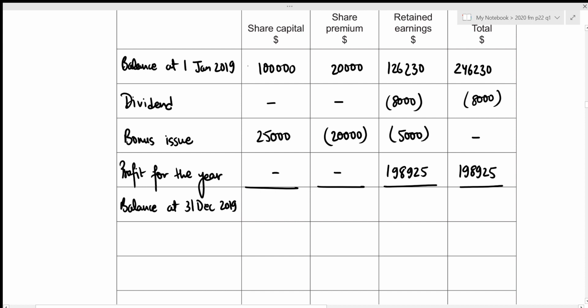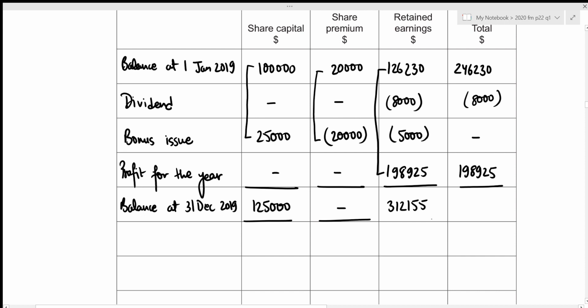For share capital, that's going to be the sum of these two amounts, 100,000 plus 25,000, which results in 125,000. For share premium, that's going to be the sum of these two amounts, 20,000 minus 20,000, which results in 0. For retained earnings, that's the sum of these four amounts. That's 126,230 minus 8,000 minus 5,000 plus 198,925, which results in 312,155. And for the total, that's the sum of these three amounts, 246,230 minus 8,000 plus 198,925, which results in 437,155. In order to figure out this amount, we could have also added these two amounts.